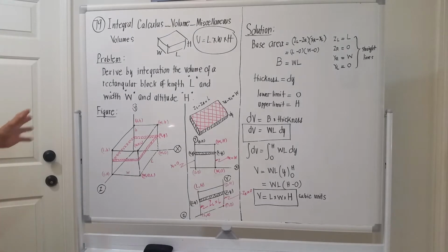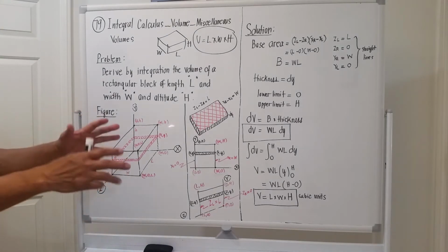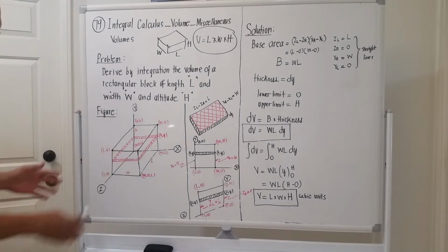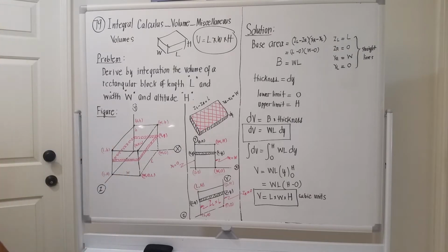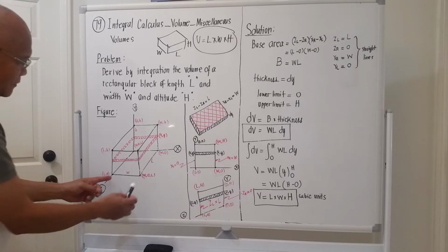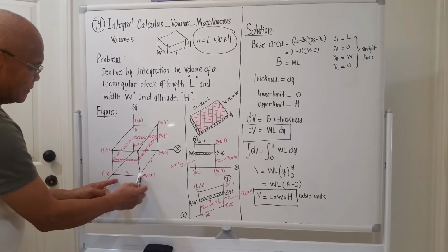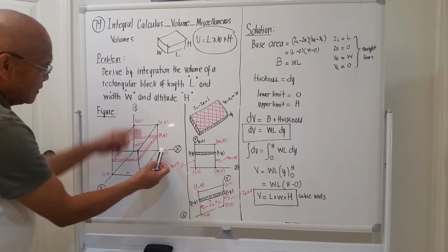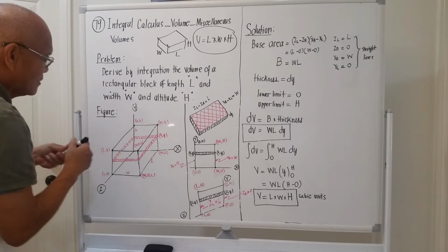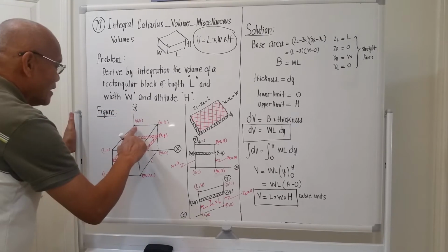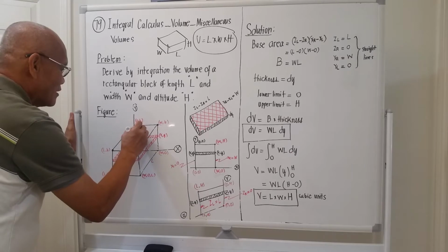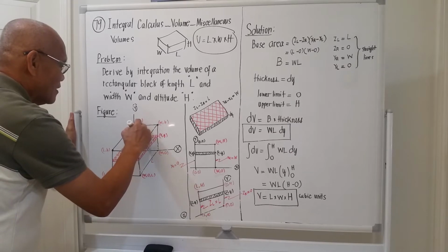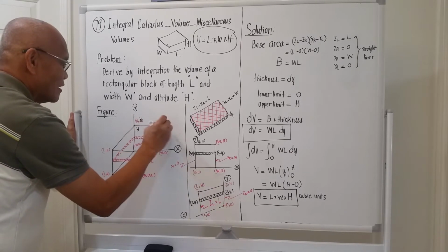Okay? If we try to figure the rectangular block on the XYZ plane, the configuration will be something like this. You should graph it correctly. This is W, this is length, and this is altitude h. Sorry for this one, guys. I put a small letter h. It doesn't matter. This is a capital letter H.